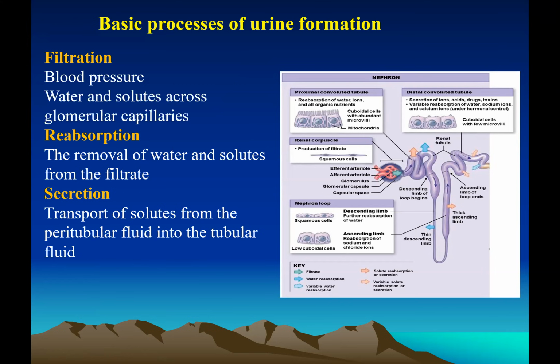Simple squamous cell, so that it can filter quickly. The first convoluted tube is very close to the glomerulus, so it's called the proximal convoluted tube, and it is made up of cuboid cells with a lot of microvilli. This part plays a huge role in reabsorption of most of the nutrients.